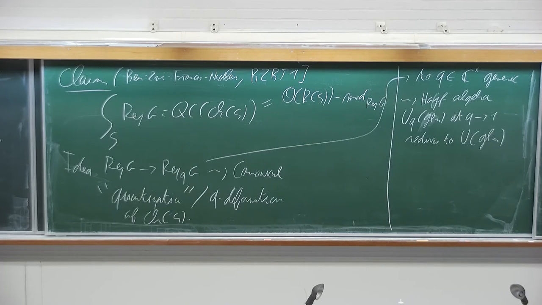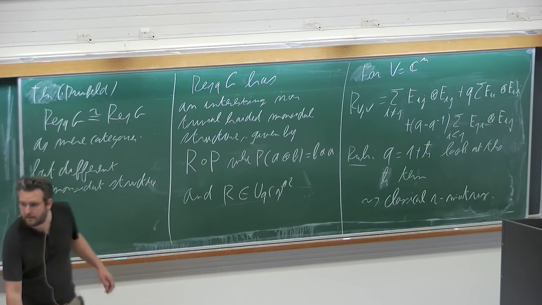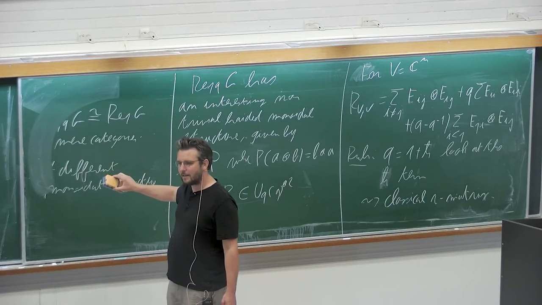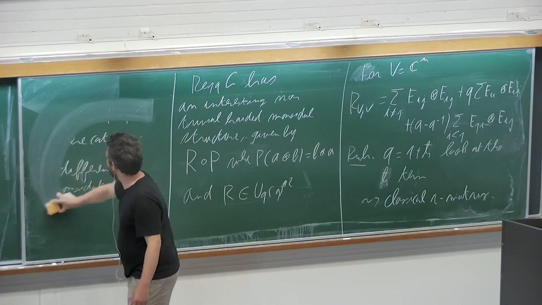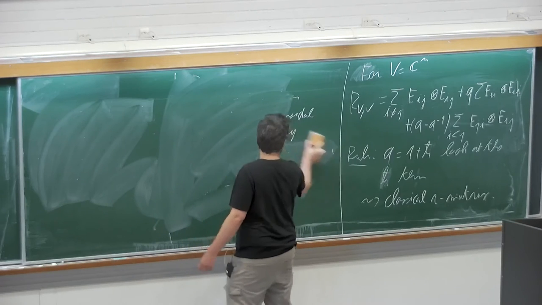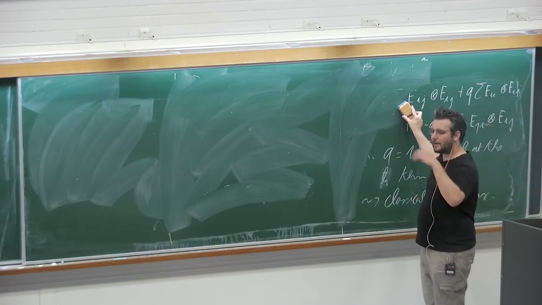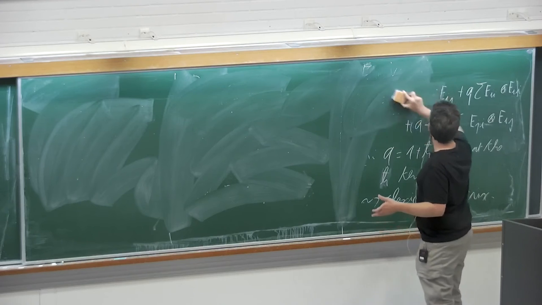Maybe I can, let me try something. The G module structure is fixed. It's always the same. So you start with a G representation, and that structure doesn't change. When you run this factorization business, you want to add some structure. So let me do this for just one.